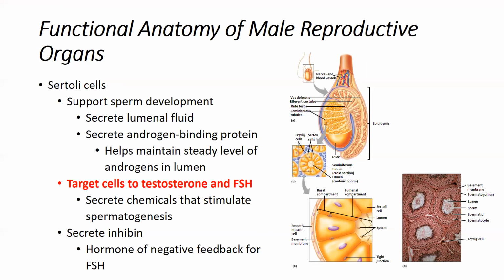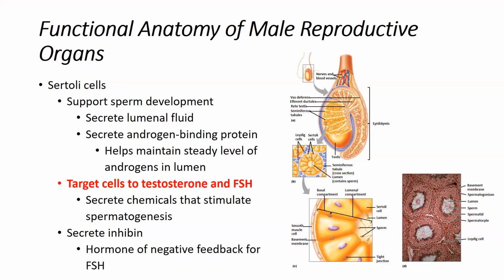And we'll illustrate that in a minute, right? So Sertoli cells are the target of the hormone testosterone, which is secreted by the Leydig cell, as well as FSH, which is secreted by the anterior pituitary. So basically, they secrete chemicals that enhance or amplify spermatogenesis. And to remind ourselves, spermatogenesis is the development of healthy sperm into the lumen of that seminiferous tubule.